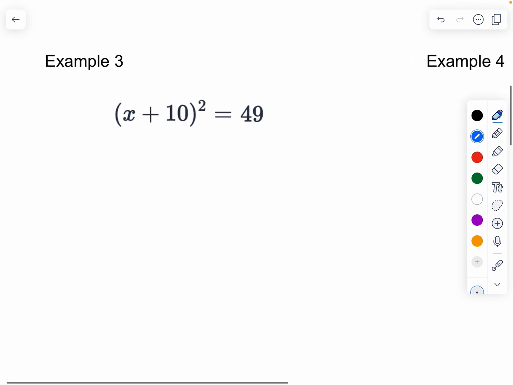In example 3, the part of the equation that's being squared, the x plus 10, is already isolated on the left side of the equation. Since it's isolated, we can square root right away as a first step. That's going to get rid of the squared. It's going to get rid of that exponent of 2. And it'll leave us with just x plus 10.